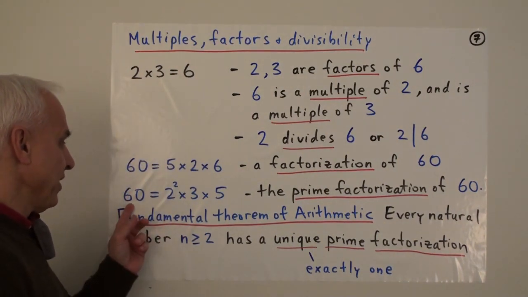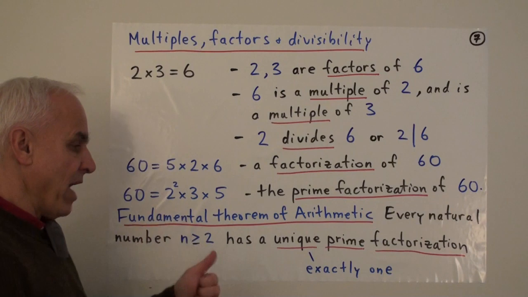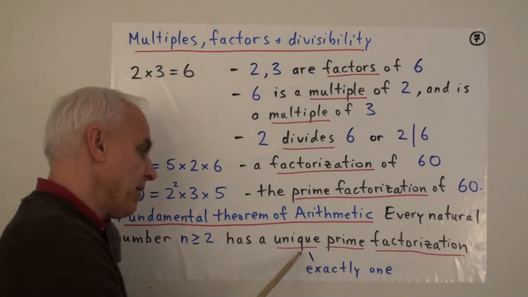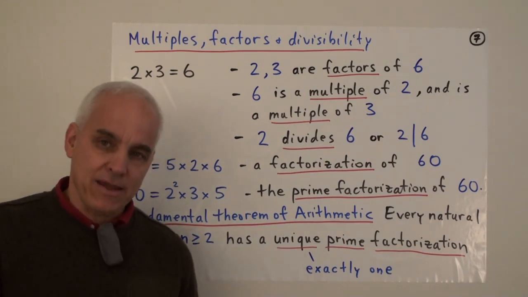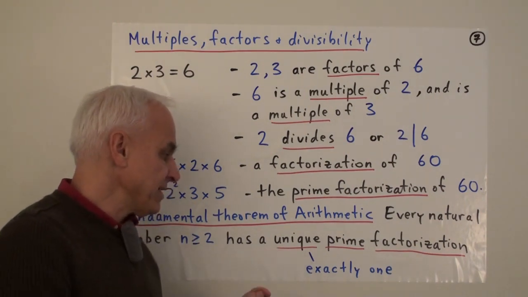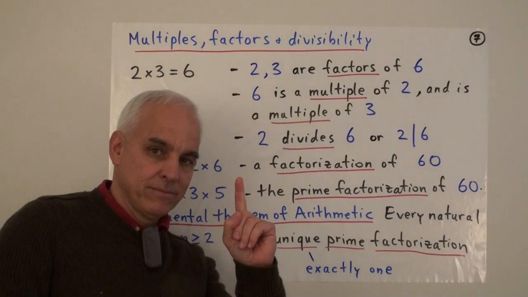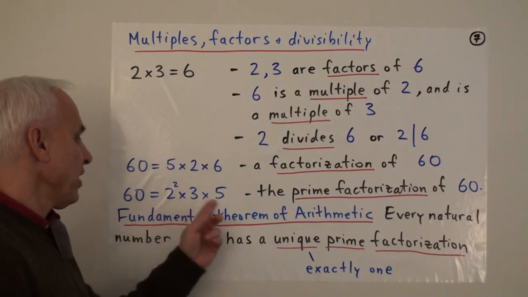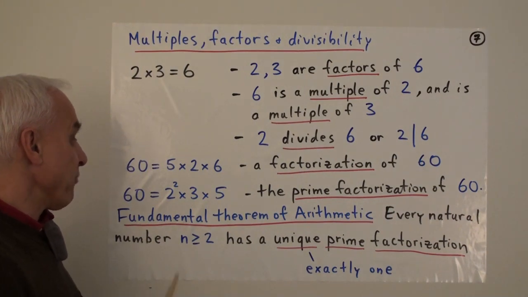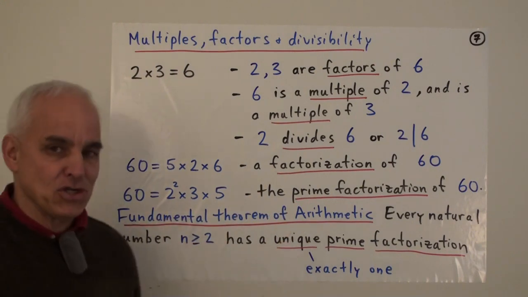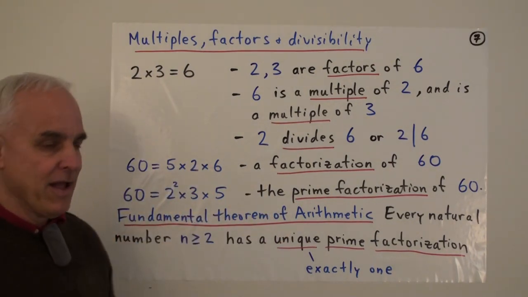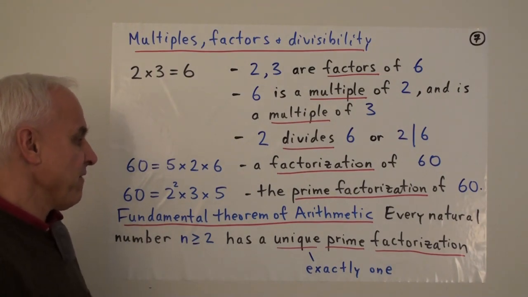In other words, we can do exactly what we did with 60. We can write it as a product of prime numbers, and that factorization is unique. Unique means there's only one. It's exactly 1. This is the only way of writing 60 as a product of primes. Of course, we could rearrange the terms. We could write it as 3 times 2 times 2 times 5, but we consider that to be the same factorization.